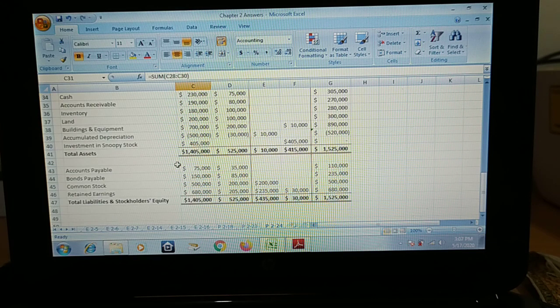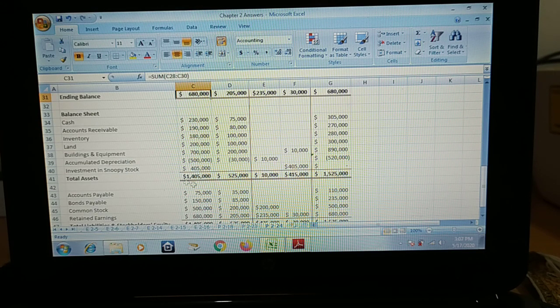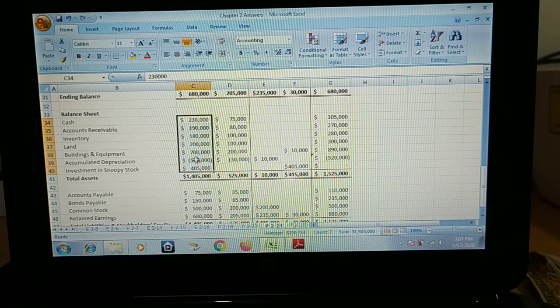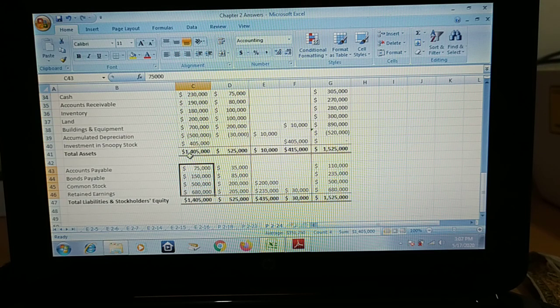And then we can move to the balance sheet part. We just move all of the assets: cash, accounts receivable, inventory, investment, land, buildings and equipment, accumulated depreciation. And then we move the liabilities and equity: accounts payable, bonds payable, common stock, retained earnings. Just move them one by one. Make sure the total assets and total liabilities and stockholders' equity are balanced for both companies.